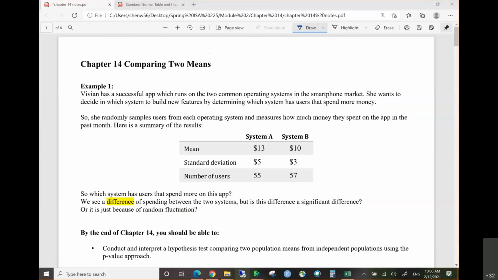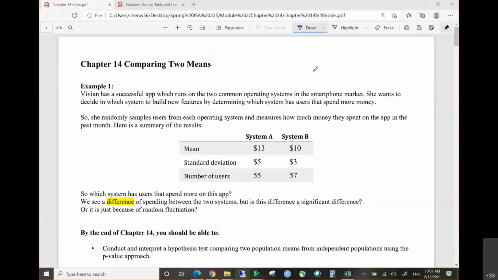We have one population, and then based on this population, we randomly select a sample, and then based on this sample, we can get a confidence interval. We can also compute a hypothesis test. All of these steps are based on one population.